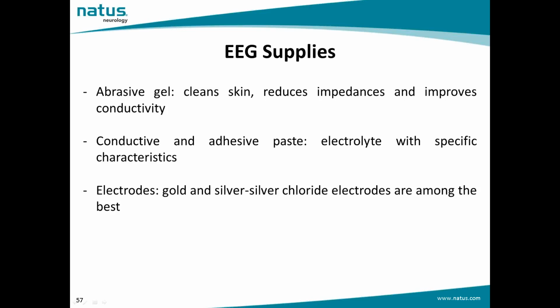EEG electrodes are the first instrumental link between the electrical generators in the brain and the EEG record itself. EEG electrodes are pieces of metal held against the scalp with a conductive jelly, the electrolyte, and with wires connecting them to the inputs of the EEG amplifier.